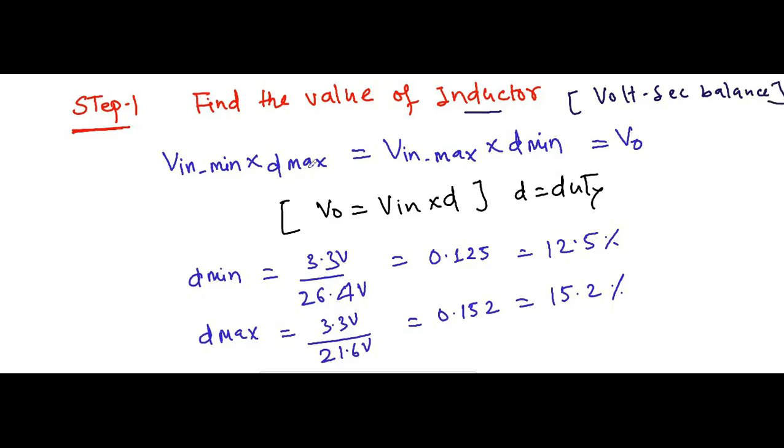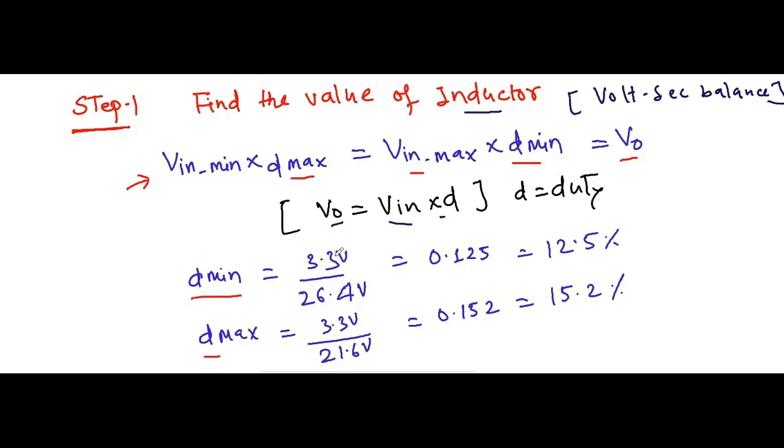So what is the volt second balance? It is about the output in the buck converter. The output of the buck converter Vo equals Vin multiplied by D, where D is the duty cycle. So Vin minimum multiplied by the duty cycle maximum equals Vin maximum multiplied by the duty cycle minimum, which equals Vo. By using this expression, you can calculate the values of D min and D max.